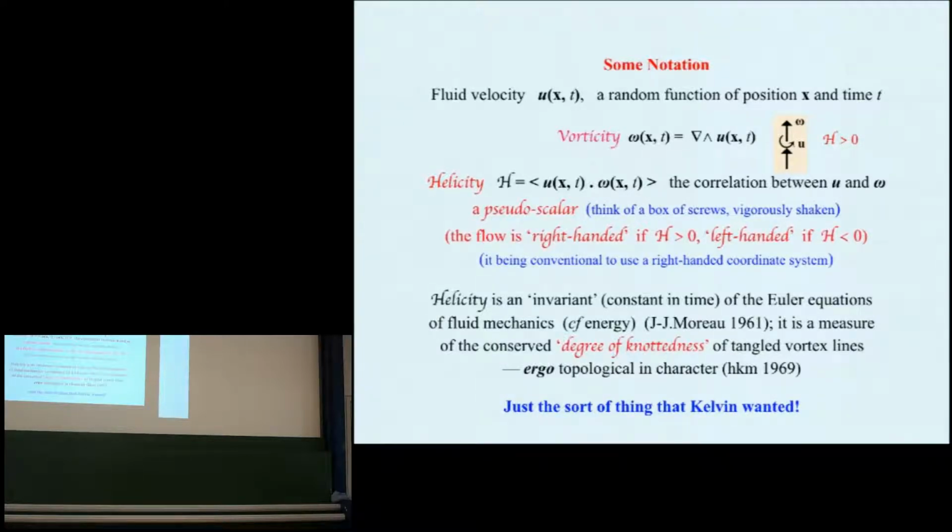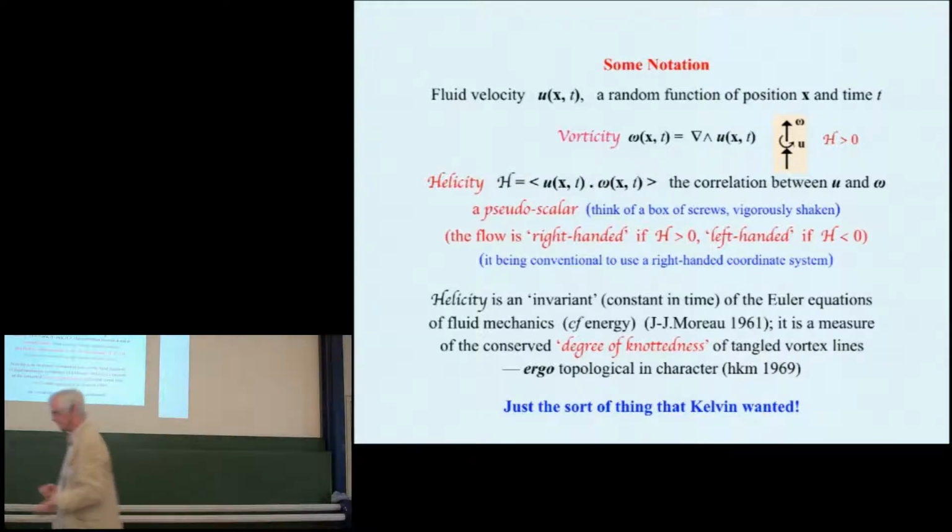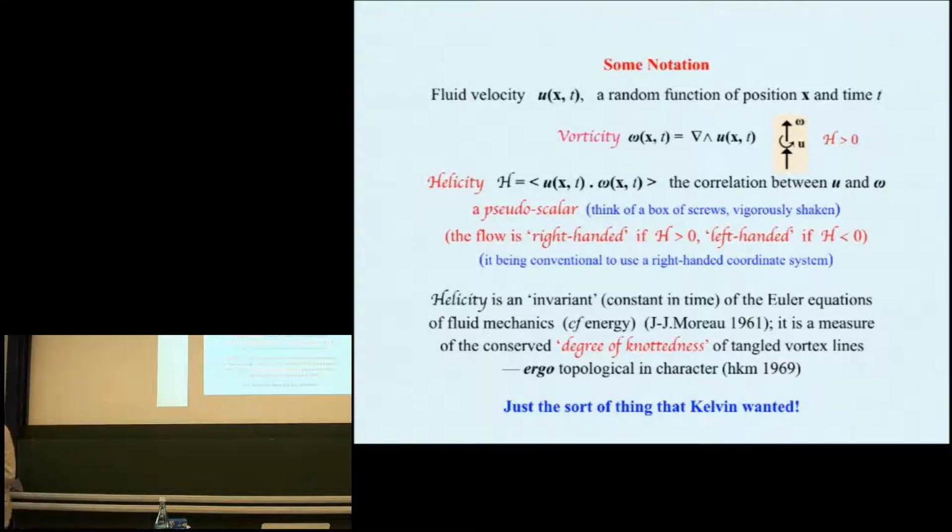Think of a box of screws. You take a box containing all right-handed screws, half-filled, closed box. You shake it vigorously. Then these screws point in random directions, and they're uniformly distributed throughout the box. So you have a vector field in that box that is homogeneous, in other words, doesn't depend on space, like air in the room. It's isotropic because they're randomly distributed, but nevertheless, they're all right-handed. So they have helicity. So you can have a random field that is isotropic, homogeneous, but nevertheless is not reflection symmetric. It's chiral. And the simplest measure of chirality is helicity. So it's a pseudo-scalar. And the flow is, we'll say, right-handed if this helicity is positive, left-handed if it's negative.